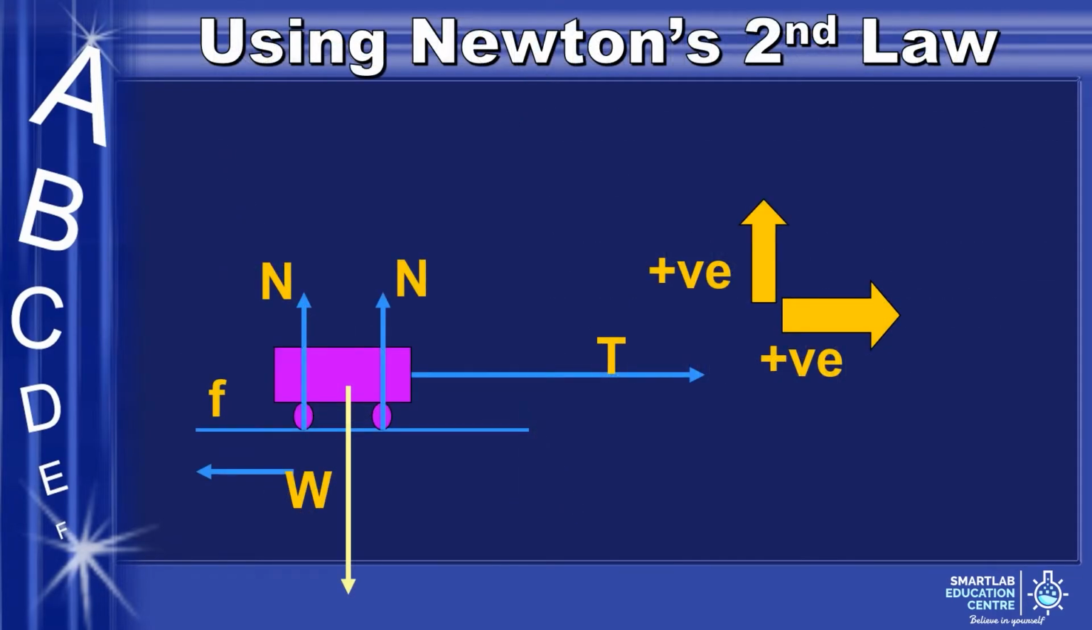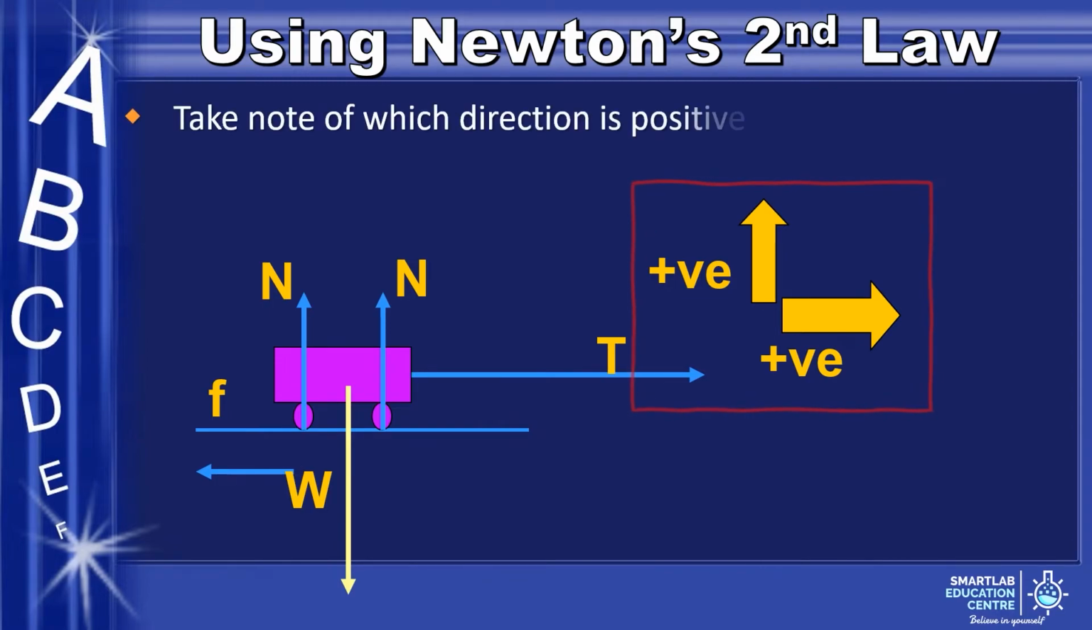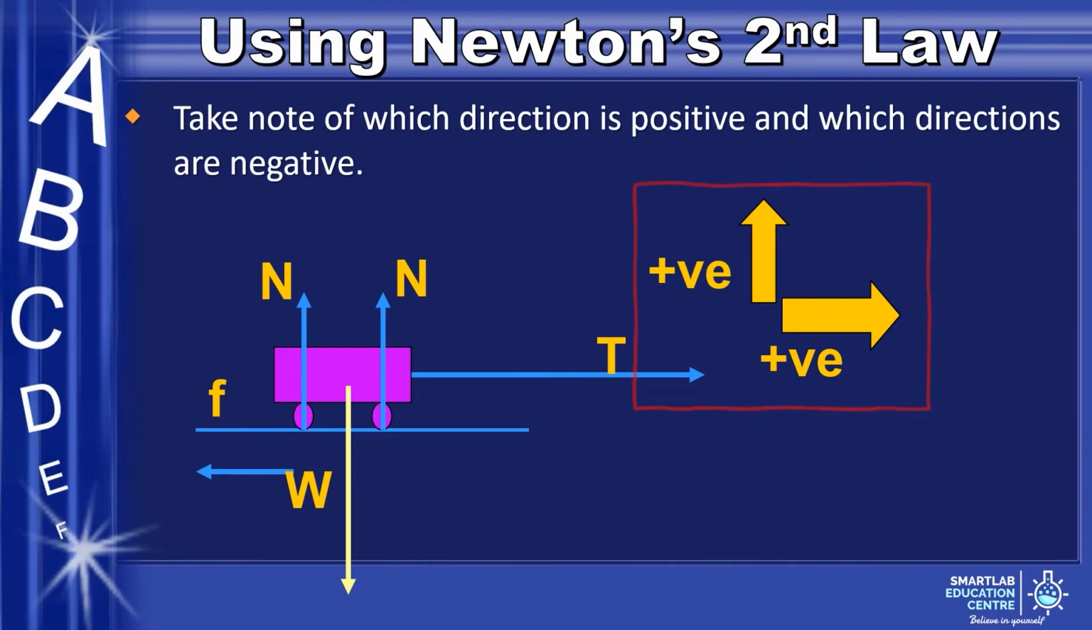We can use Newton's second law of motion to explain the motion of the object. Take note that when calculating, we need to take note of which directions produce a positive force, and which directions produce a negative force.